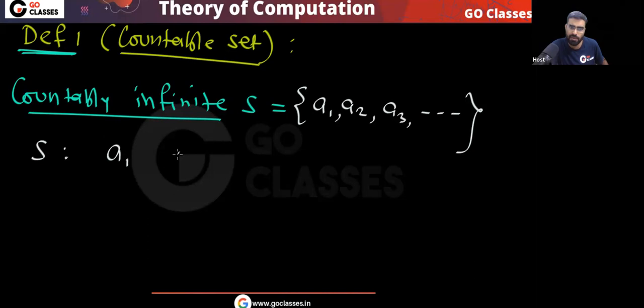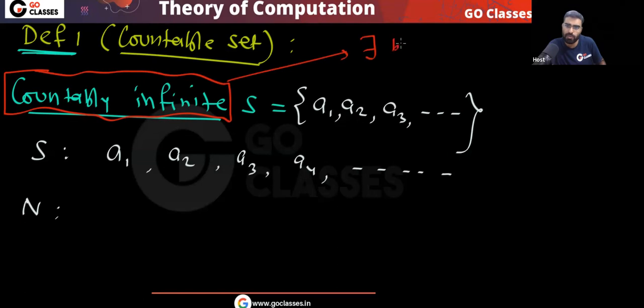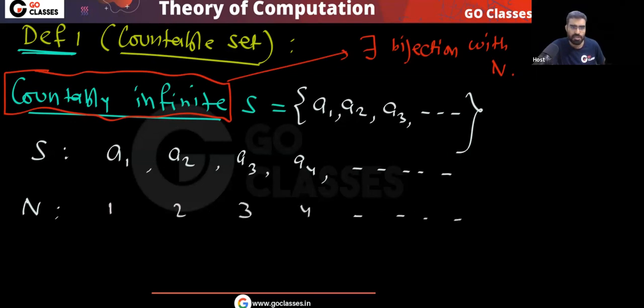In this S, you have A1, A2, A3, A4, and so on. This is your set of natural numbers. There is a one-to-one correspondence. You agree with me? Because this set is countably infinite, there exists a one-to-one correspondence with the set of natural numbers. These are the natural numbers 1, 2, 3, 4, and so on. So you can see this is what we have.